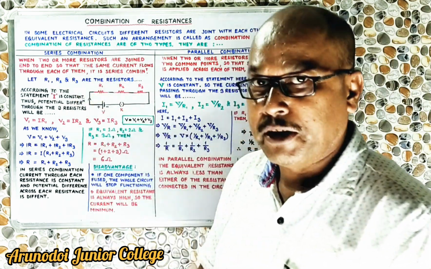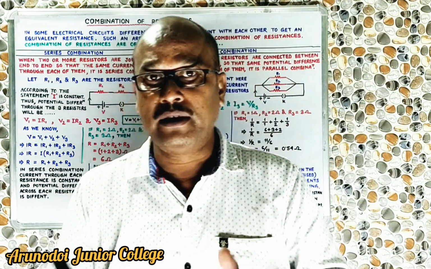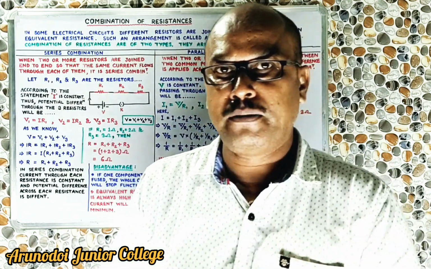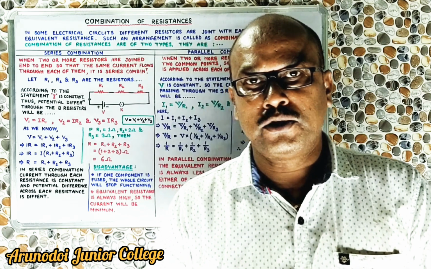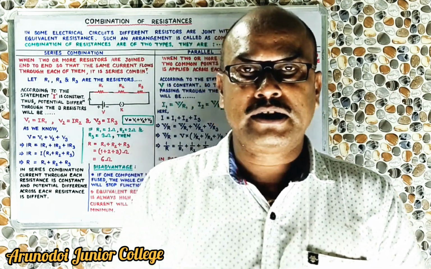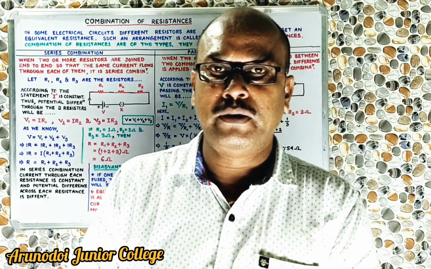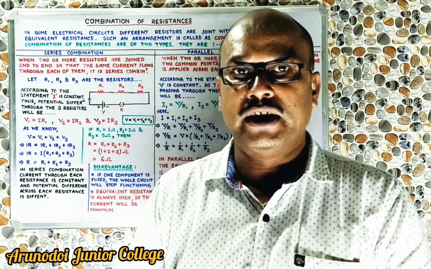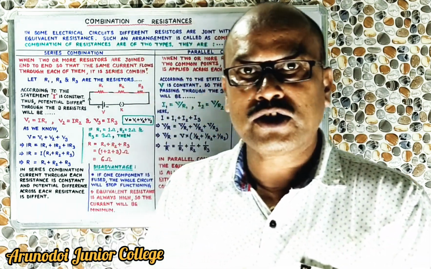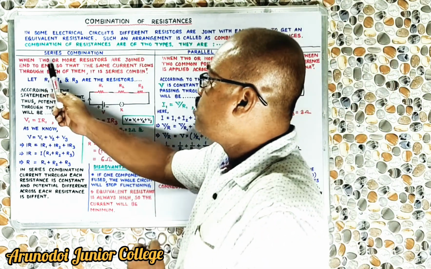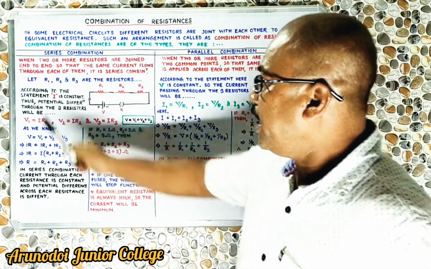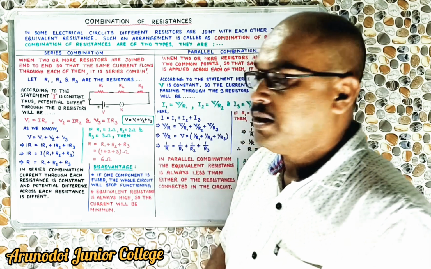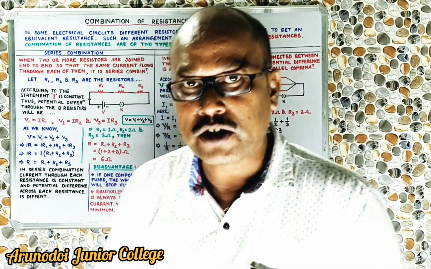Now what is series combination? Series combination is when the resistors are connected serially one after another. How? The negative terminal of the first resistor should be connected to the positive terminal of the second, and similarly the negative terminal of the second will be connected to the positive terminal of the third. So when two or more resistors are joined end to end so that the same current flows through each of them, this combination of resistors is called series combination.